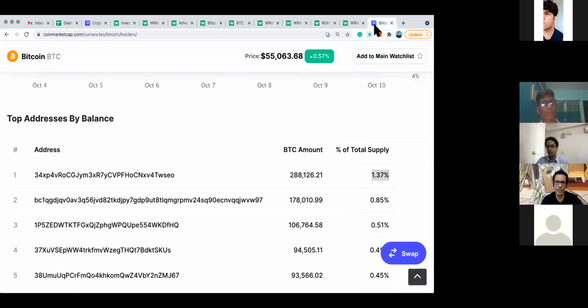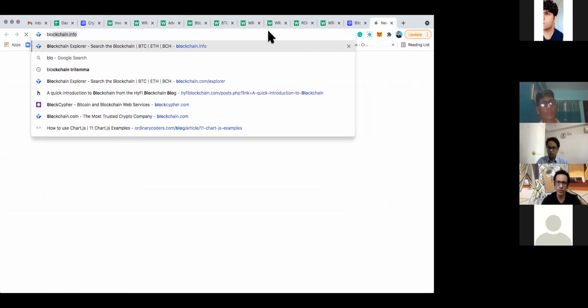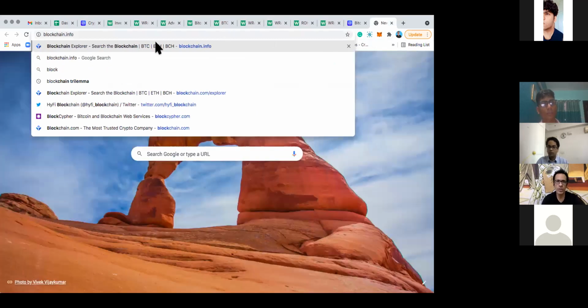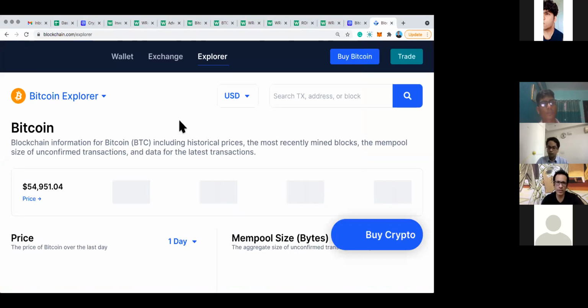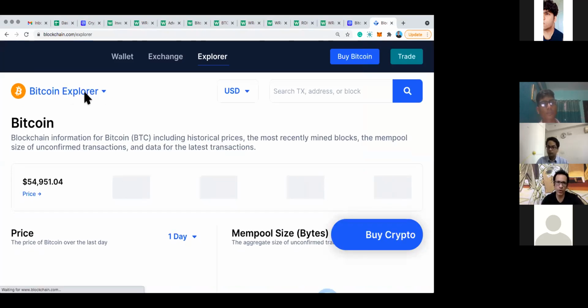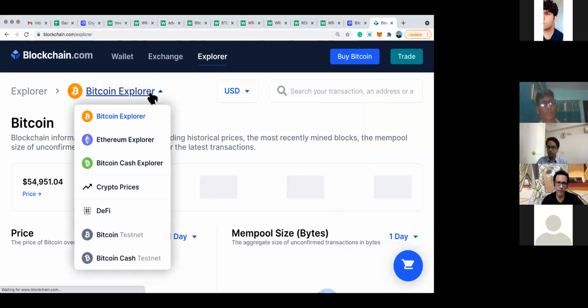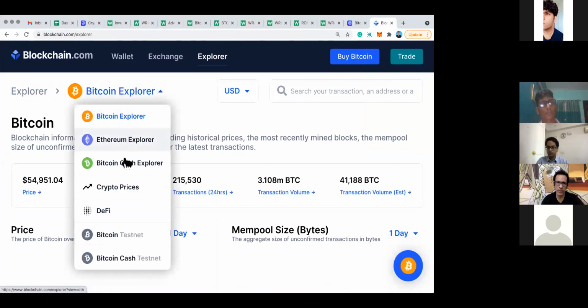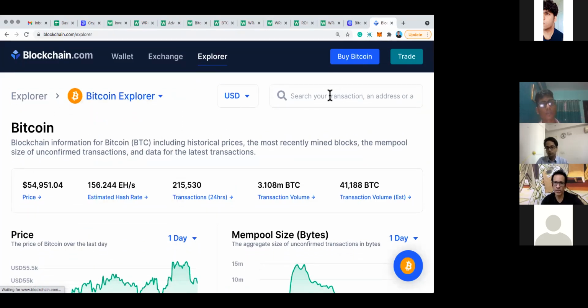Sure. Let's take a simple example. Let's catch hold of this one address, and we could go to a Bitcoin blockchain explorer. You could just Google it, or go to blockchain.info. Now, this is an explorer for multiple cryptos. As you can see here, it works for Bitcoin, Ethereum, Bitcoin Cash. So what I would do is go here and enter this address. Now let's give it a few seconds.